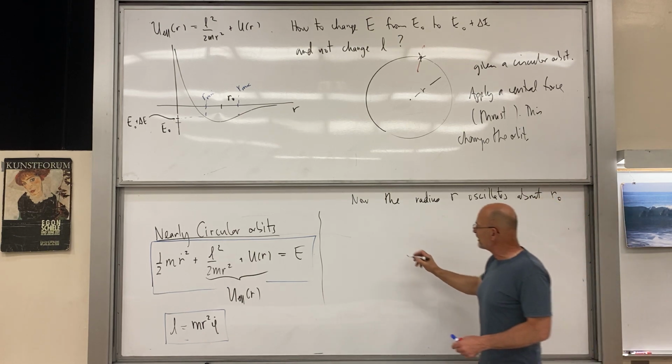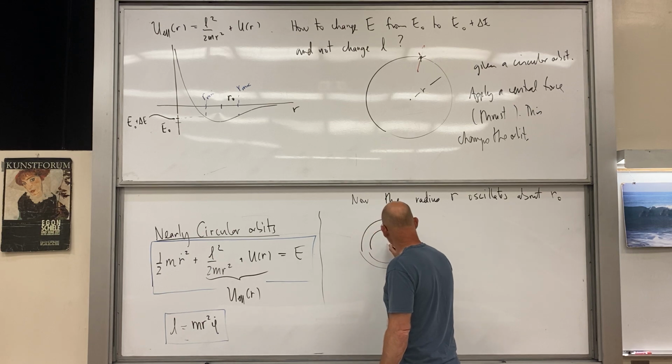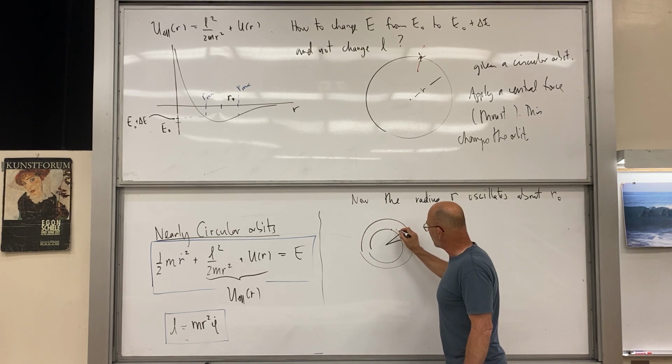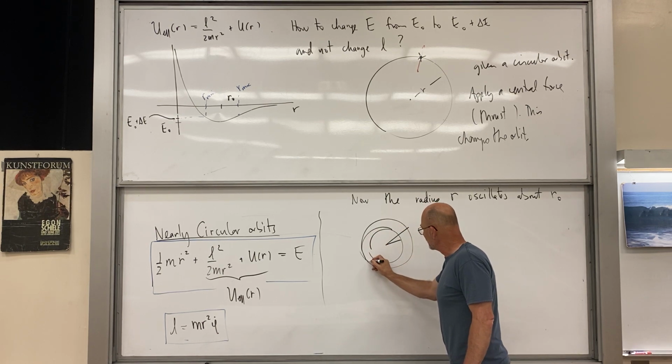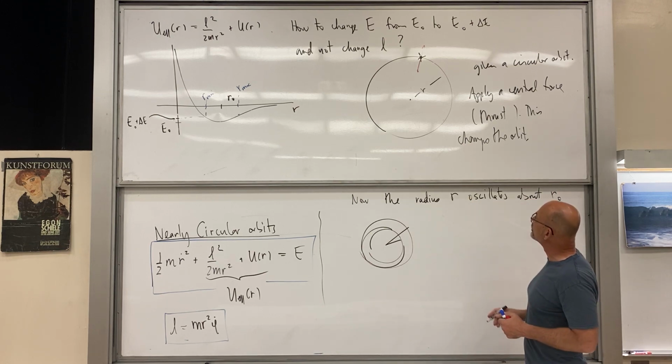So in the same time that you have this circular orbit, you now have an r min and an r max. And if you start here at r min, you're going to oscillate out to r max, back into r min, and so forth. It doesn't have to be a closed orbit.